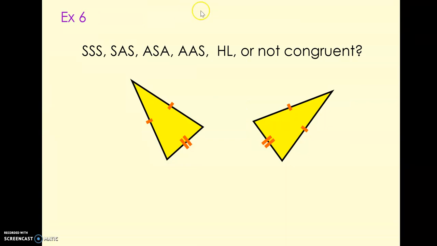All right, here's another one. So we're looking at these 2 sides are congruent to each other, but they're also congruent to those 2, and that side is congruent to that side. I don't have any angles, but side, side, side is a valid way to prove that triangles are congruent.